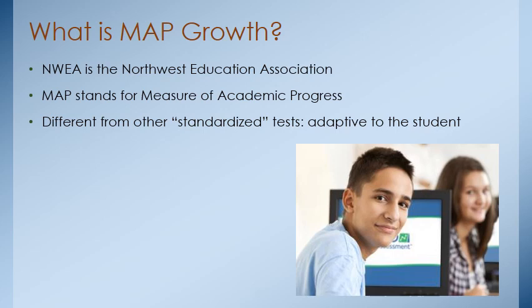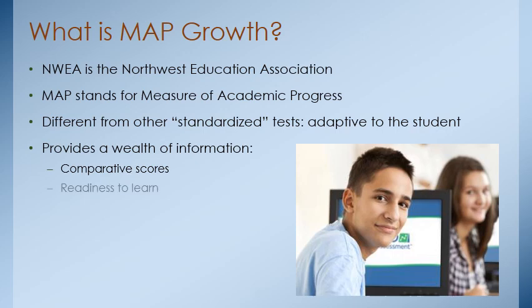The adaptive nature of the test means that all students will be challenged at a level appropriate for them, and means that we get data for each student that is specific to their individual skills and abilities, as well as the more standard look at how the student compares to others within his or her grade and the nation as a whole. We do get a great deal of information from MAP: comparative scores, information on students' readiness to learn, and a measure of the student's academic progress over time.